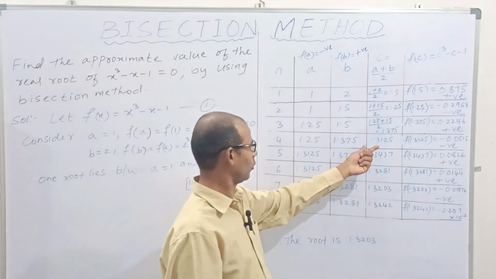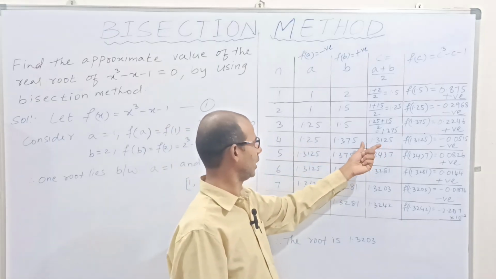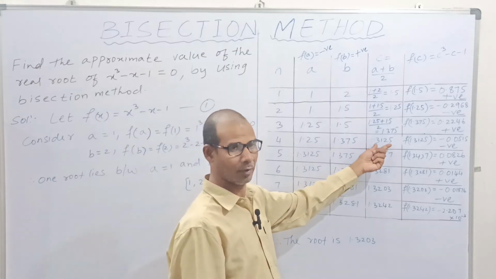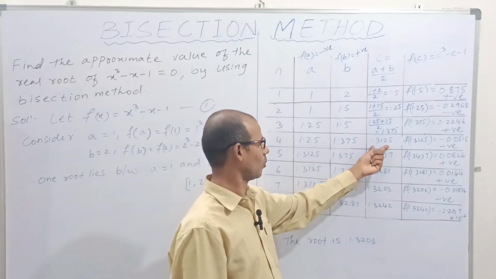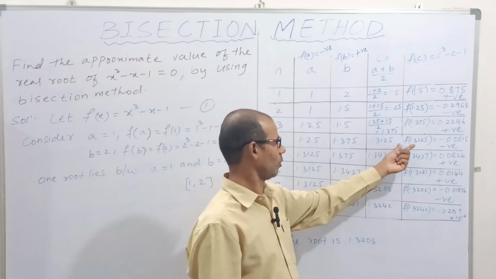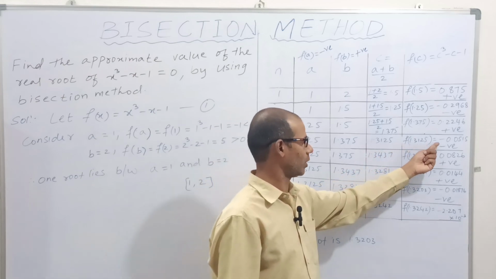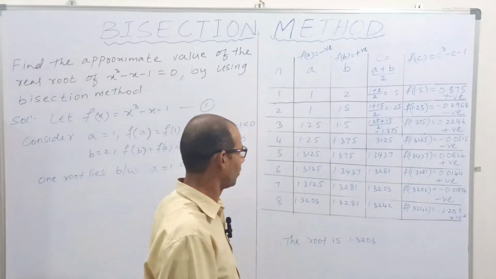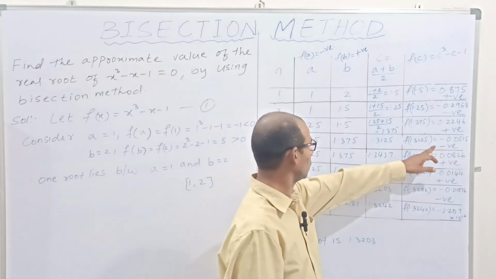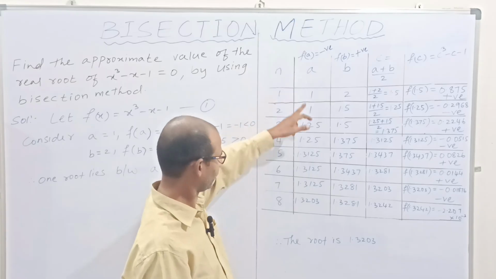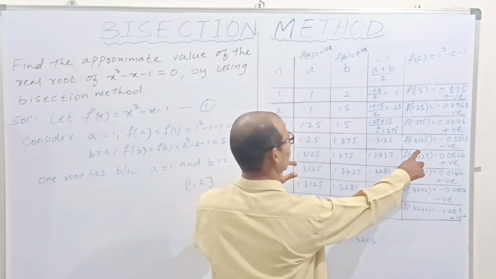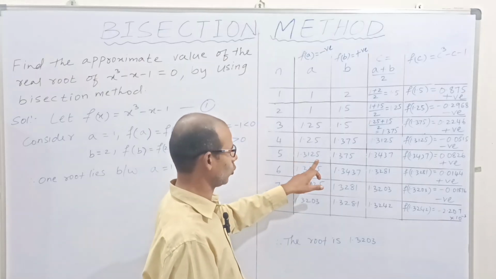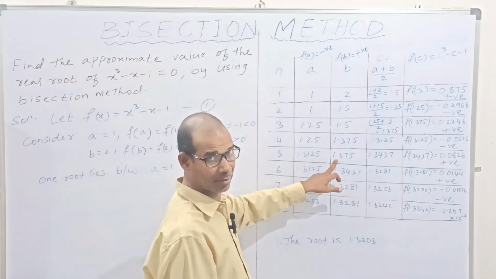Now, similarly, again if we find A plus B by 2, we will get the value of C as 1.3125. The function value at 1.3125 is minus 0.0515, that is negative. Once we get the negative value, we have to replace the A value. So 1.25 is replaced with 1.3125 and this B will remain as it is.